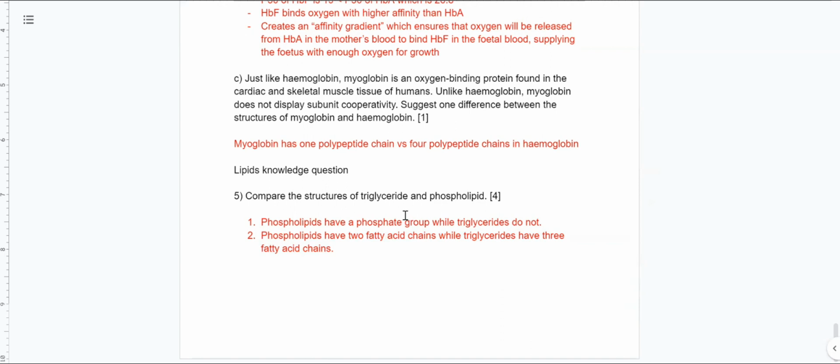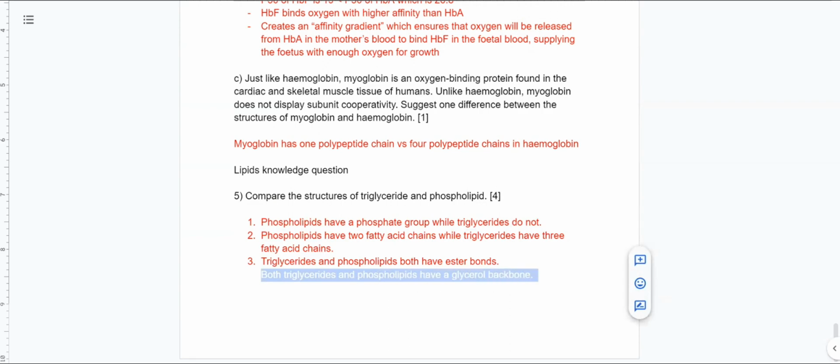So now that I have my two differences, it is time that I also start to talk about the similarities to address the compare part. So one similarity I can talk of is about the fact that both phospholipids and triglycerides have ester bonds, because ester bonds are the hallmark of lipid molecules. They are what join the glycerol backbone to the fatty acid chains. And along this same line of thought, I can talk about how both triglycerides and phospholipids have a glycerol backbone. And that will be our final similarity for this question.